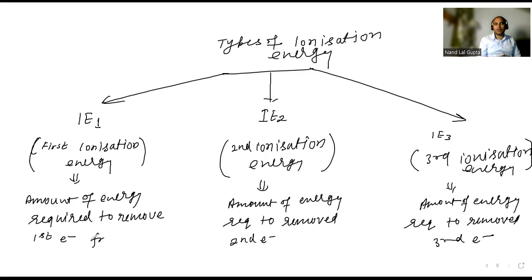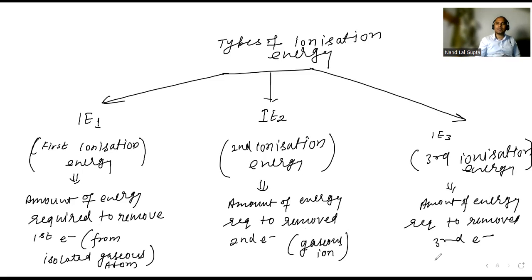If you are talking about an isolated gaseous atom, it is the same for all of them. Here a gaseous ion will be there, and here also there will be a gaseous ion, because after removing one electron, it will convert into an ion.